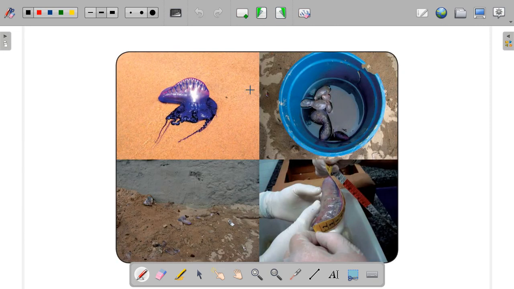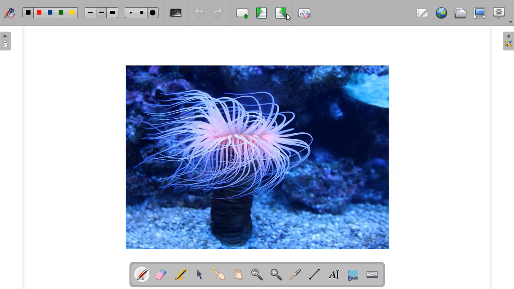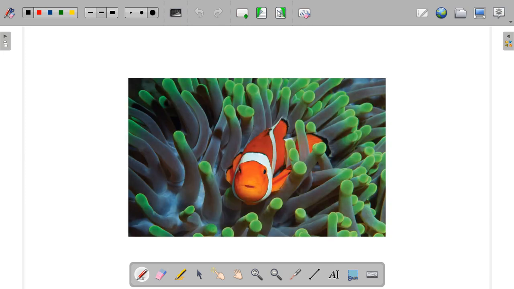So this is the picture of Portuguese man of war, how they look. They do have tentacles. You can see this is called sea fan, sea anemone, fixed to the bottom of the ocean. All of them are. You can see the hydra. These are all sea anemone. You can see jellyfish, sea anemone with the clownfish.